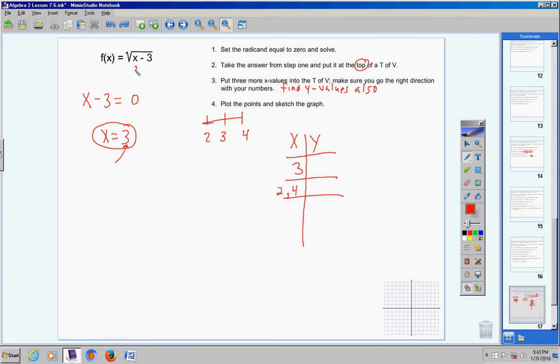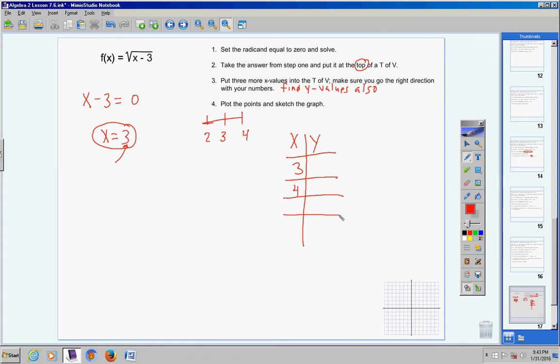If you put 2 in for x, 2 minus 3 is, well, negative 1. And we can't take the square root of negative 1, correct? So obviously I'm not going to use 2. So the direction I want to go then is 4.